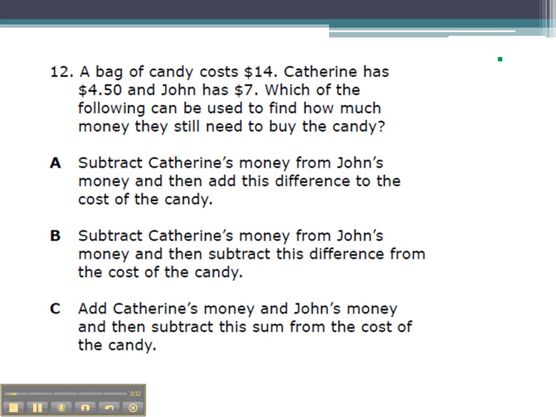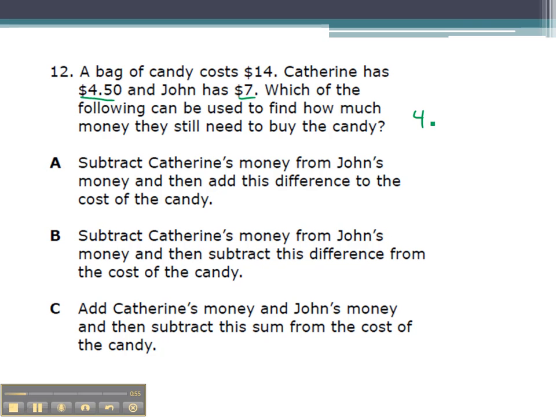Okay, number 12 says a bag of candy costs $14. Catherine has $4.50 and John has $7. Which of the following can be used to find how much money they still need to buy the candy? So before we even read the answer choices, let's just think about this. The bag of candy costs $14. Catherine has $4.50 and John has $7. So how much money do they have together?